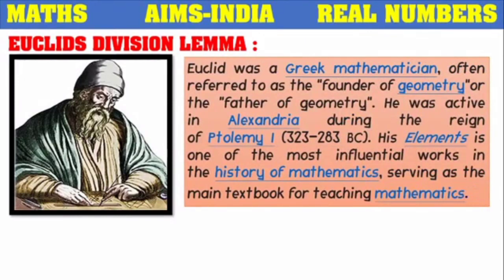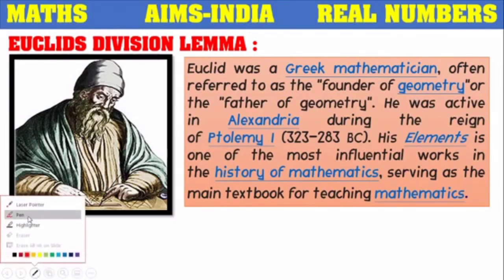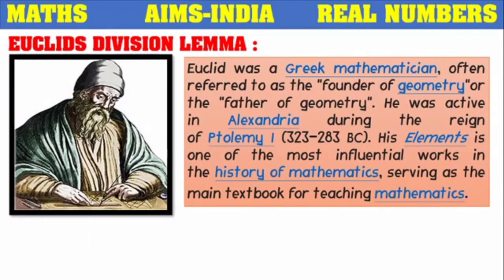So he was a Greek mathematician, popularly known as the founder of geometry or father of geometry. He was active in Alexandria during the time of Ptolemy, around 300 BC. His book Elements is one of the most influential works in the history of mathematics. It has been serving as the main textbook for teaching mathematics.